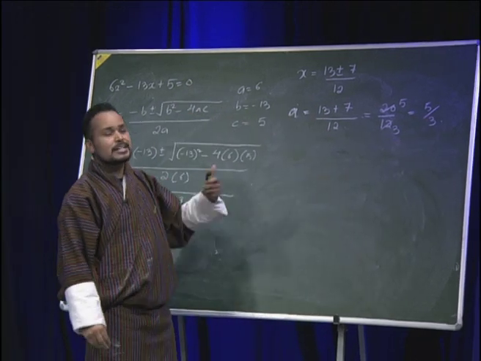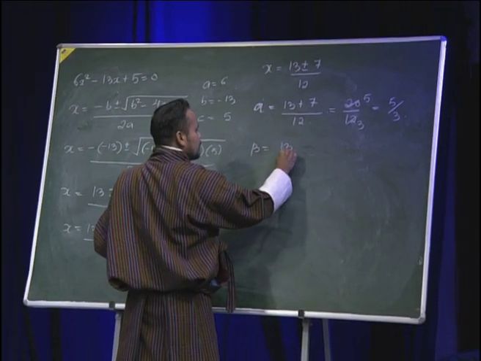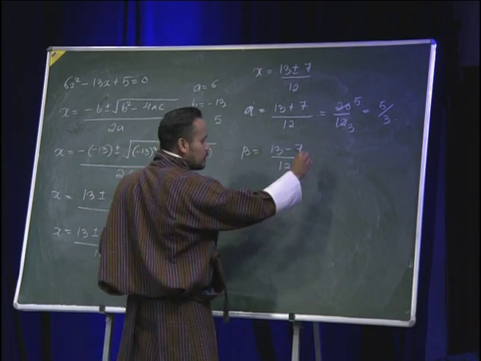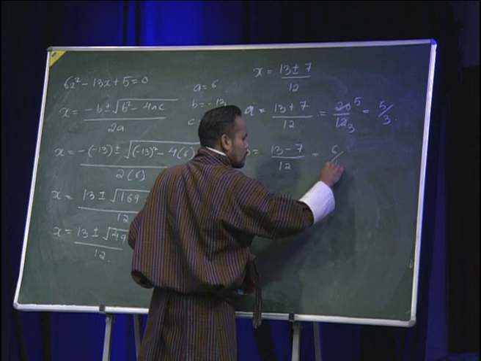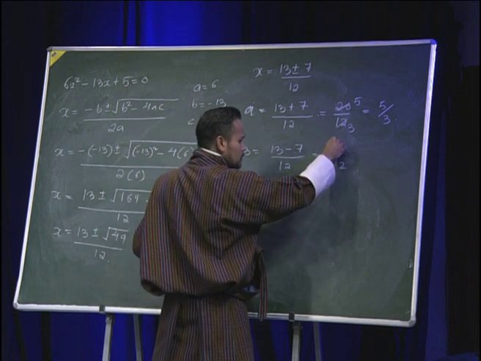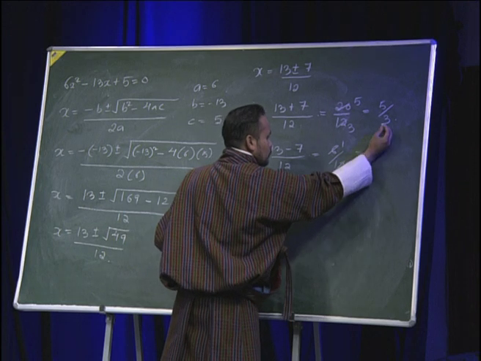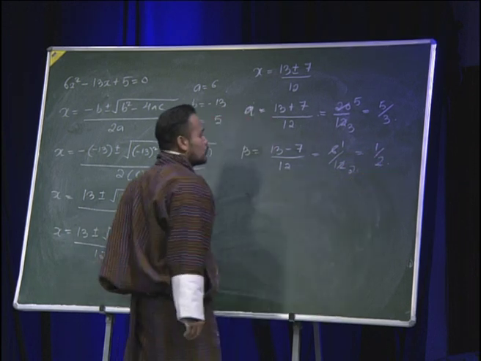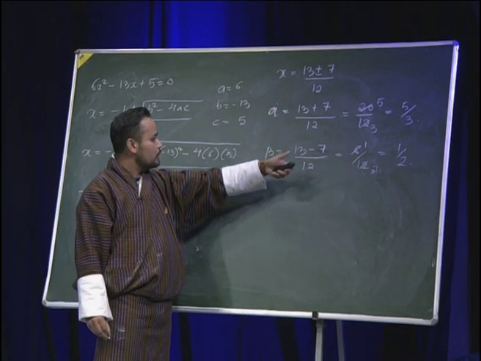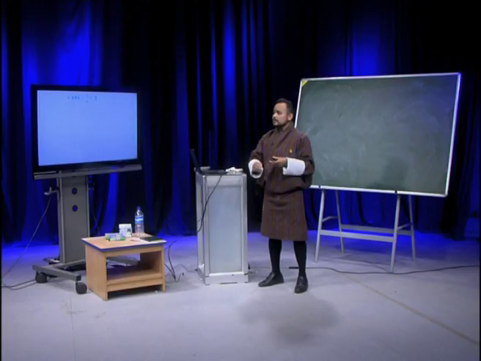Now let me find the second root by taking minus. Beta will be equal to 13 minus 7 over 12. 13 minus 7 will be equal to 6 over 12. This can be further simplified by cancelling with 6: 6 times 1 is 6, 6 times 2 is 12. So it is 1 over 2. So I have the two roots: alpha is 5 over 3 and beta is 1 over 2. I hope you understood.